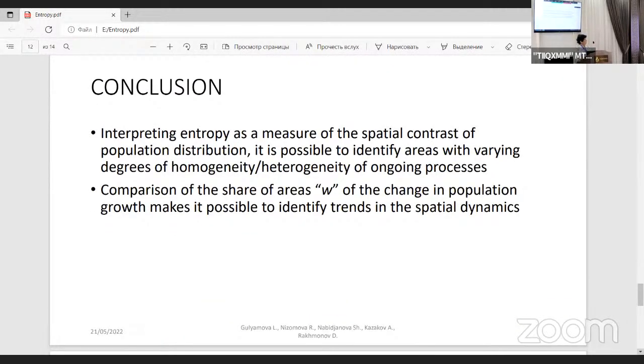So, interpreting entropy is a measure of the spatial contrast of population distribution. And this way, when you use the tool for spatial analysis, we can identify areas with varying degrees of heterogeneity. So we'll compare the scenario of the change of population growth rates to identify trends and spatial dynamics. And firstly, this picture, what will be next?